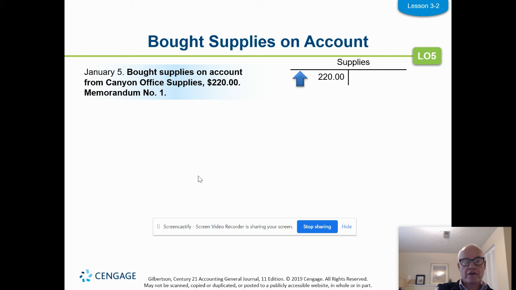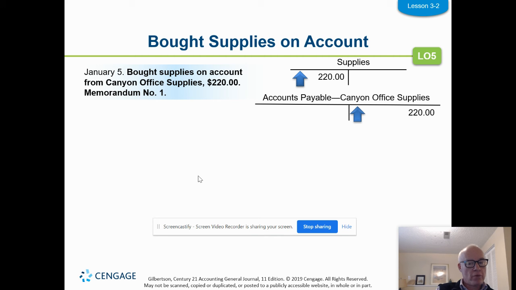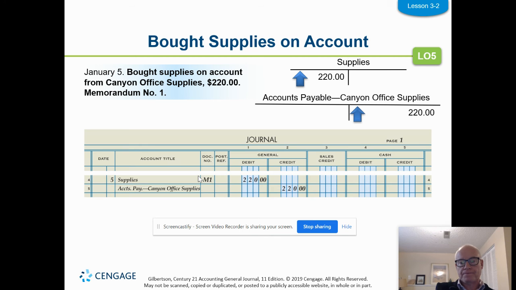$220 increase to supplies, a debit. Canyon Office Supplies. Now we have an increase to a liability. Remember before we had a decrease to cash, which was an asset. We have an increase on the credit side to accounts payable. Remember, anything on the left side of the accounting equation, assets equals liabilities plus equity, everything on the left side of the equation increases with a debit. Everything on the right side of the equation increases with a credit. So we're increasing accounts payable. We now owe more money.